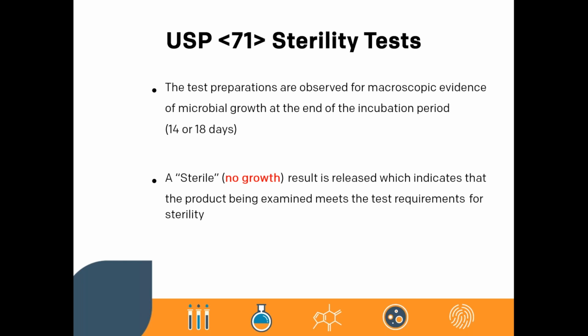The test preparations are reserved. What I wanted to do is tell what the test is, communicate the test in this webinar, and then tell a little bit about how that test is conducted, and maybe even the acceptance criteria. Sterile really means simply that no growth is observed, which indicates that the product being examined meets the test requirement for sterility. This is taken directly from USP 71, and it's an observation for macroscopic evidence of microbial growth at the end of that incubation period. And we know 14 days, but if there is a suspect, you may need to streak it out and continue on, and so the 18 days.